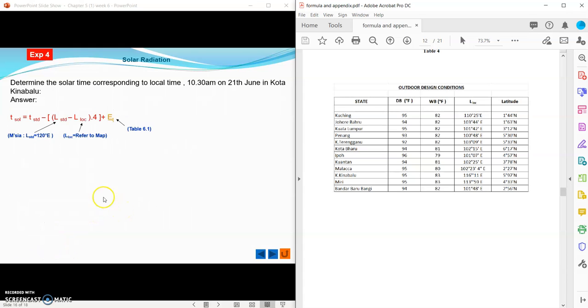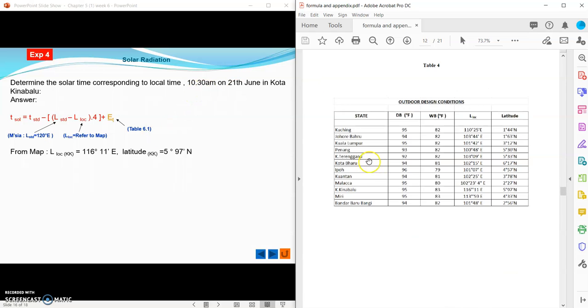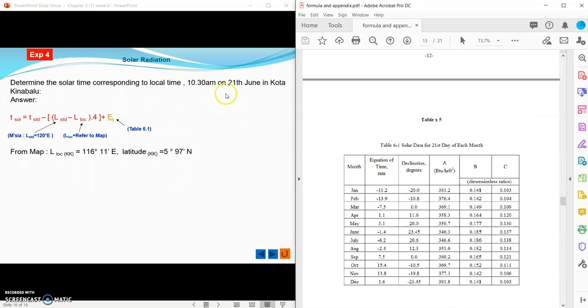Alright, the next example is to find the solar time corresponding to the local time of 10:30 a.m. on 21st of June in Kota Kinabalu. The location of Kota Kinabalu is 116 degree 11 minute east. The ET, equation of time, for the month of June, 21st of June, is minus 1.4.